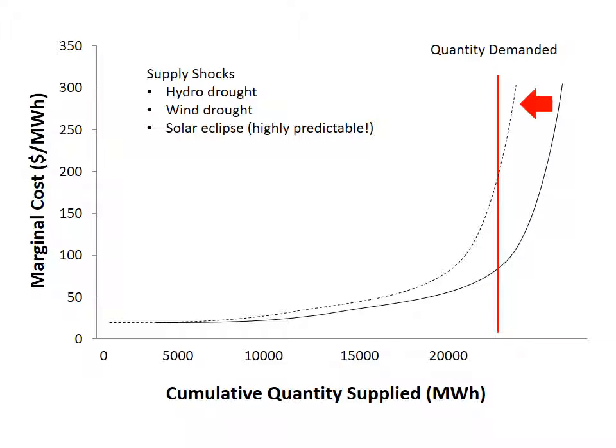What you can see as the result is that the intersection with the vertical demand curve, and we're assuming demand is not changing just because you're in a water drought, hydrological drought, or wind drought, occurs at a much higher point along the y-axis. The demand's not changing, but the system supply curve does, and as a result the prices increase.